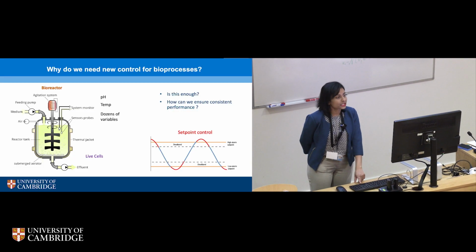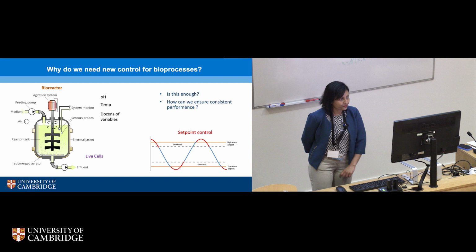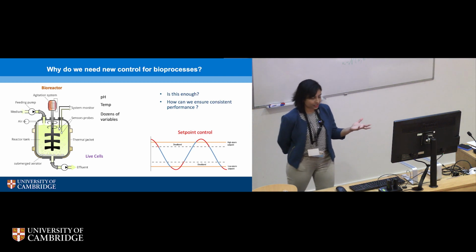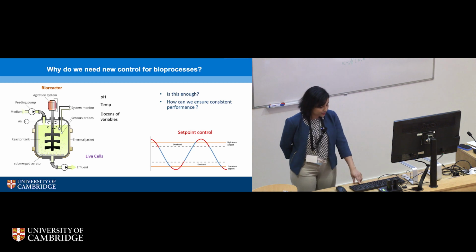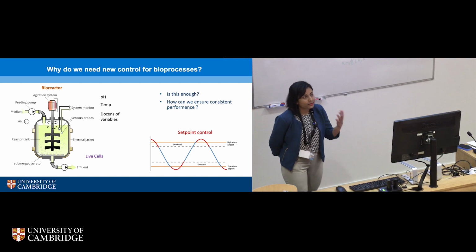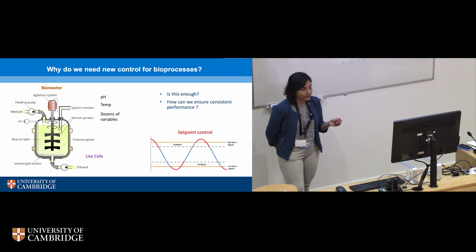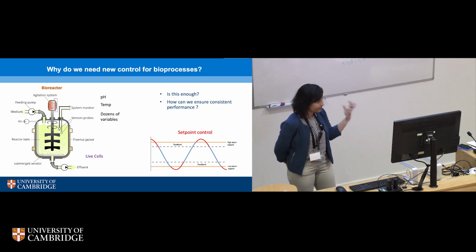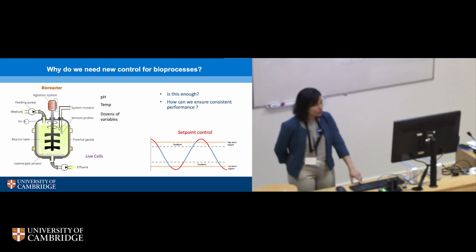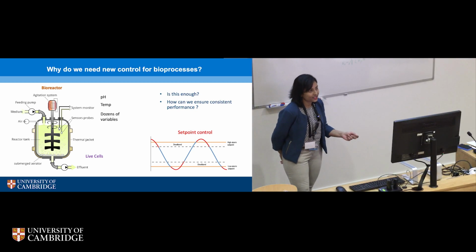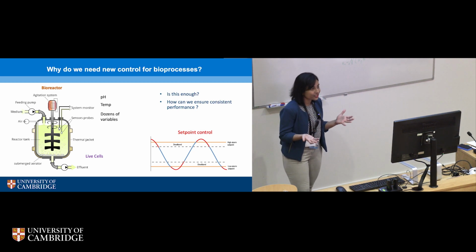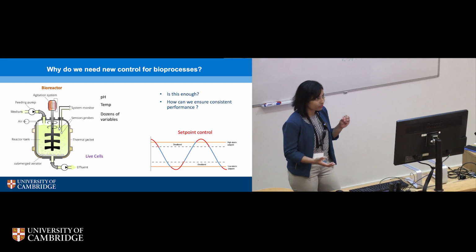So let's look at why we need a new control for bioprocesses. A bioreactor, although it looks very much like a chemical reactor, is fundamentally different because we are growing live cells in them. All of the output that we observe is because of the dozens of variables that interact with each other inside the bioreactor. Although we know what pH or temperature these cells like, we don't really have an understanding of what values other variables like, which really makes it complicated.